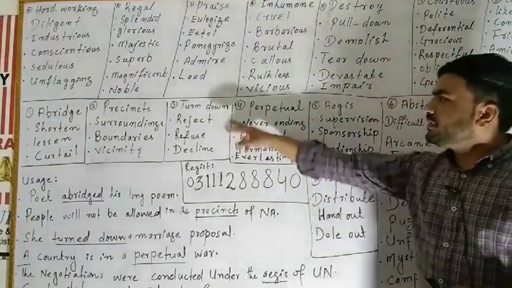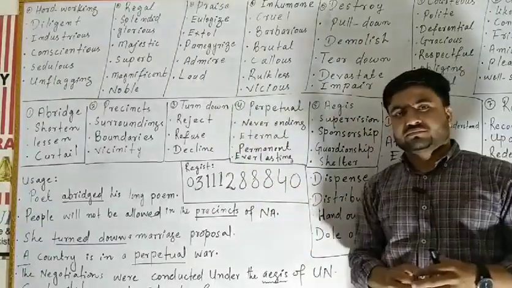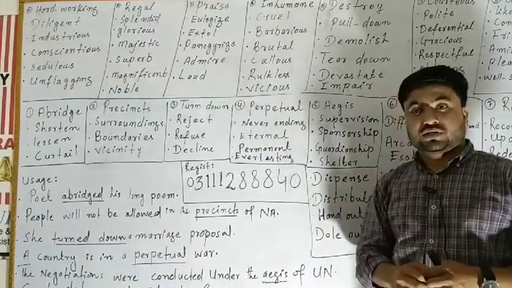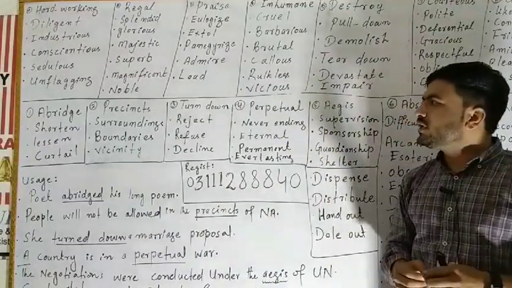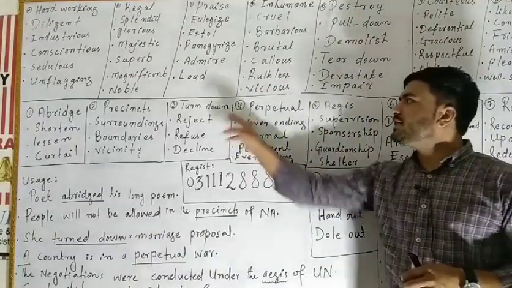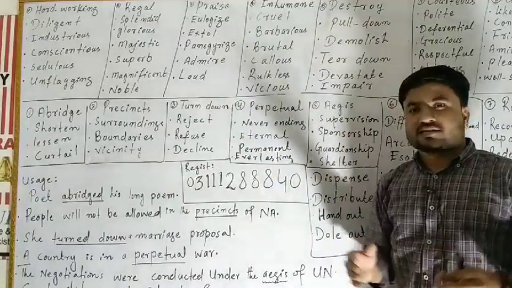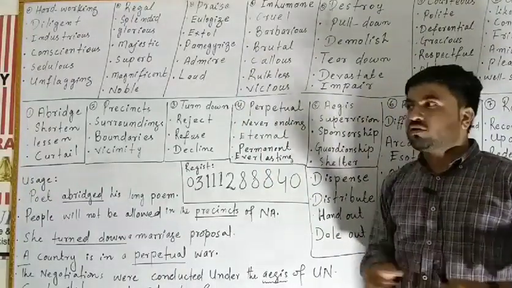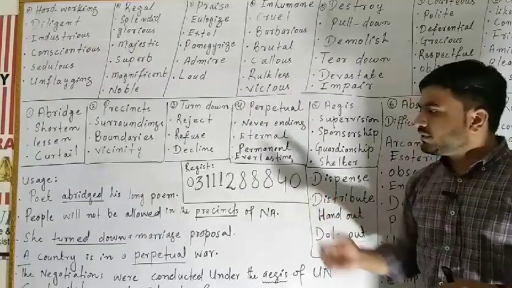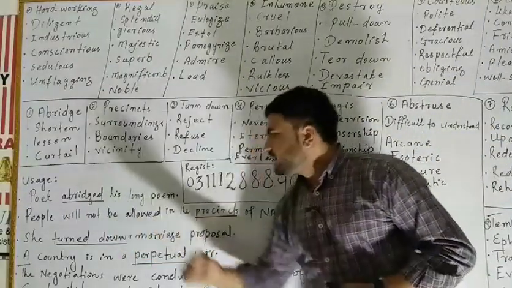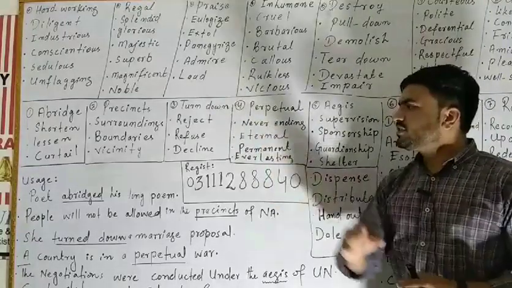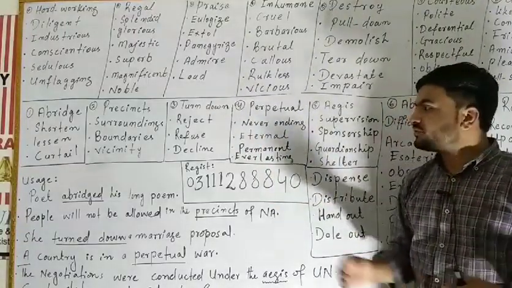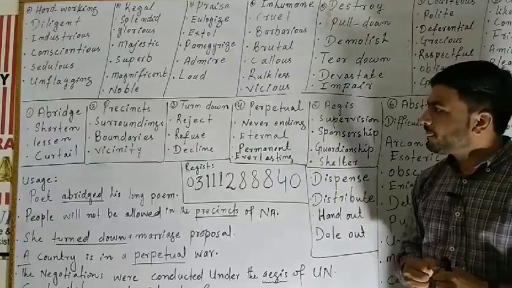Then we have a word turn down. Phrasal verb, turn down. What's a phrasal verb? When a verb takes a preposition, it is called a phrasal verb. Turn down means reject, refuse, decline. Example: she turned down a marriage proposal. She turned down, rejected, refused, declined.